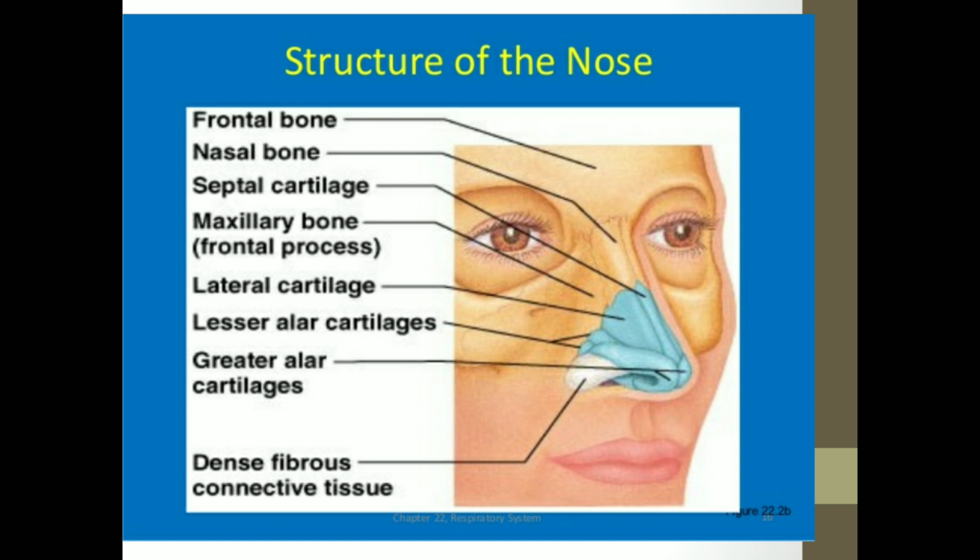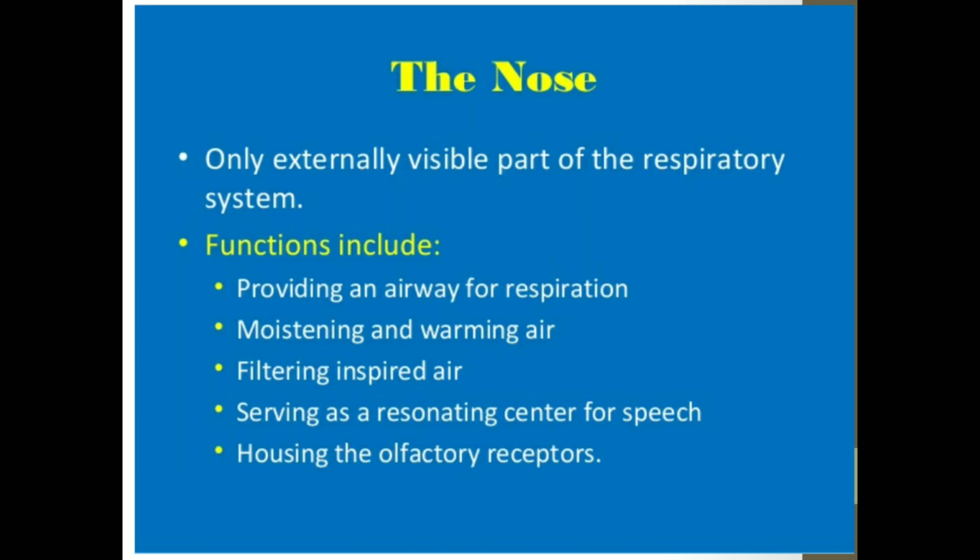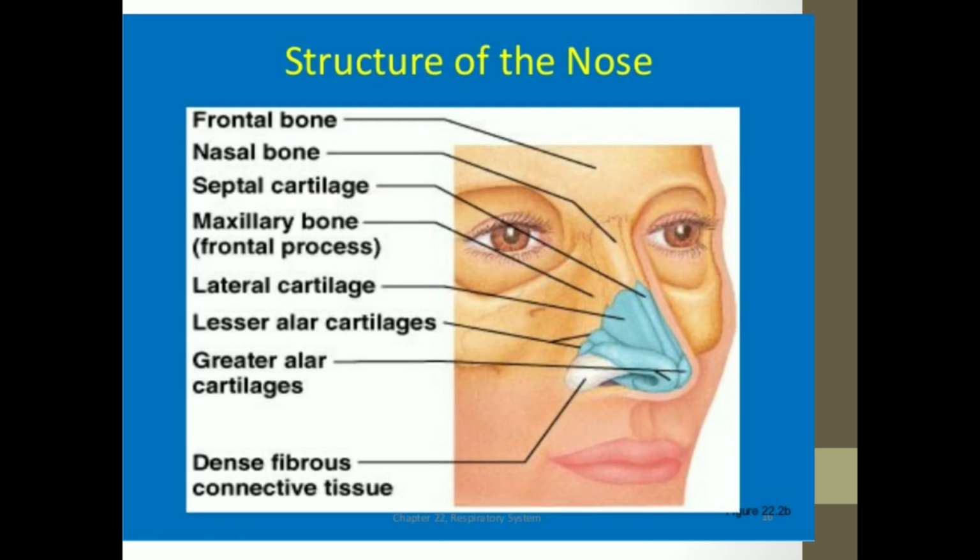The nasal cavity has a roof, floor, medial wall, and lateral wall, like the walls of a building. This is how the nasal cavity looks, and this is the nasal septum, which divides the nasal cavity into right and left halves. So remember, the nasal cavity is divided into right and left halves by the septum called the nasal septum. This is the septum you're looking at.